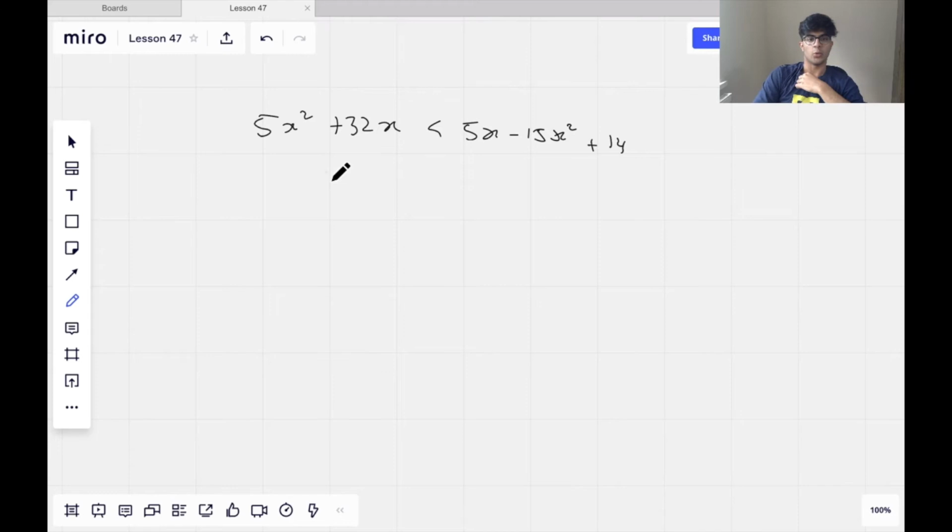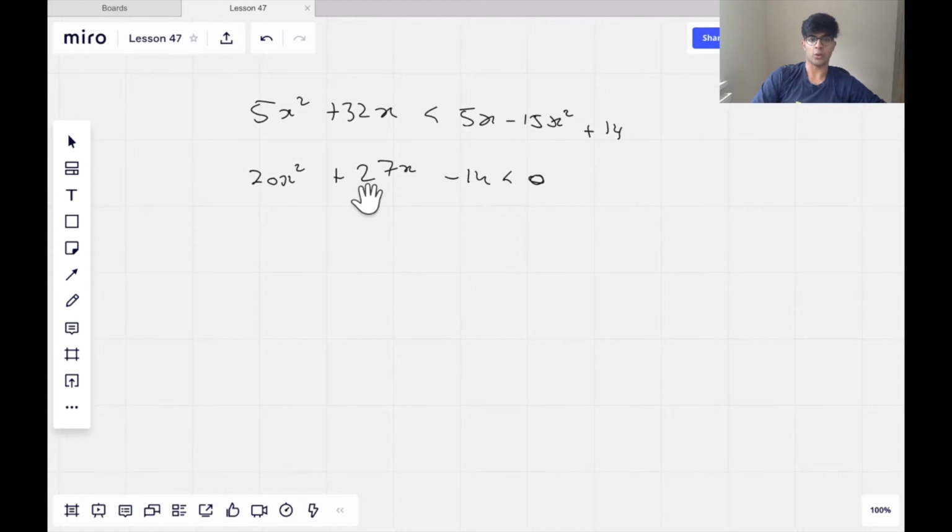Okay, so what I'm going to do is rearrange this into a form that we're more used to, which is a quadratic less than 0. If we add 15x squared to both sides, we have 20x squared. If we take away 5x from both sides, we have 32x minus 5x, and 32 minus 5 is 27. Then if we take away 14 from both sides, it's minus 14, which is less than 0. Now we have to solve this inequality.